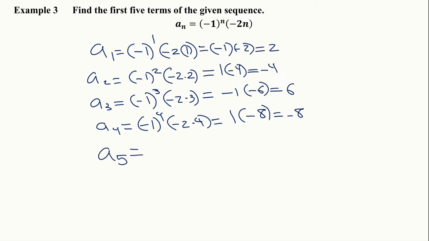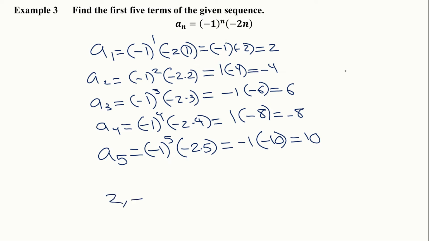A5 is going to be -1 to the 5 times -2 times 5. So it's -1 times -10, which gives you 10. Now you can see a pattern here, right? Alternating sign, even numbers, right? So we want to write it out. We would say 2, -4, 6, -8, 10.